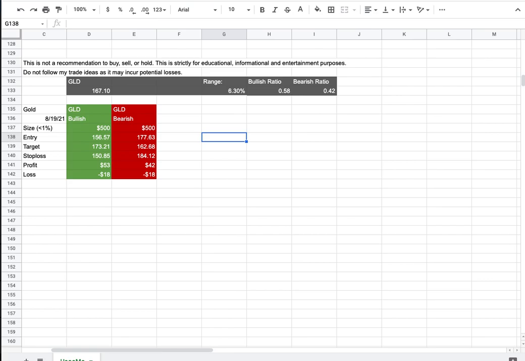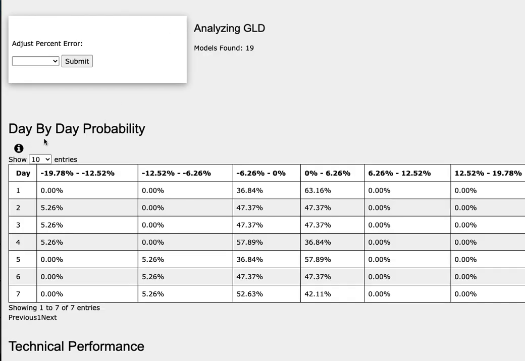So how did I develop these trade ideas? It all comes from the day-by-day probability model. As we progress to the 5th day or week of trading, gold futures has a 58% chance to climb between 0 to 6.3%. To the downside has a 37% chance to fall between 0 to negative 6.3%, and a 5% chance to fall between negative 6.3 to negative 12.5%.